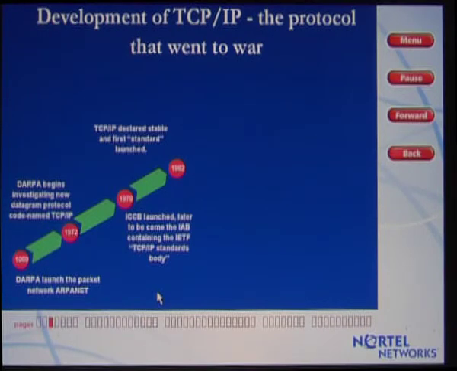In 1979, the Internet Control and Configuration Board, ICCB, was formed. Their charter was to provide an oversight function for the design and development of protocols, including TCP/IP, within the Internet. In 1983, this was renamed the Internet Activities Board, IAB, and the Internet Engineering Task Force, IETF, was added in 1984.